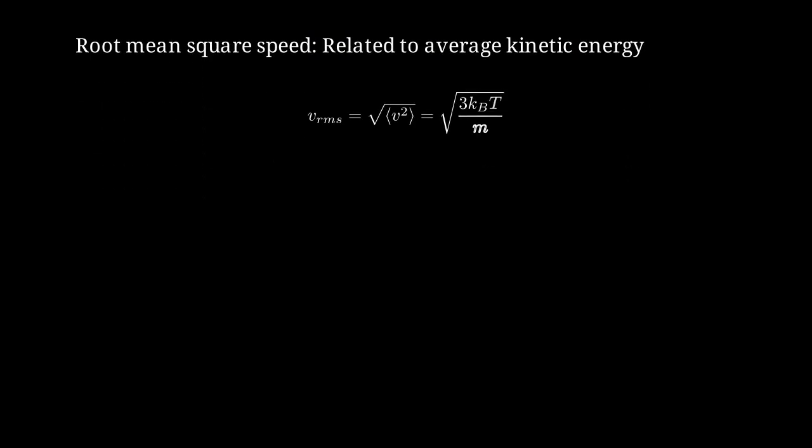The RMS speed equals the square root of 3 k-B T over m. This is the largest of the three characteristic speeds. Here are the three characteristic speeds marked on the distribution. Most probable is leftmost, mean is in the middle, and RMS is rightmost.